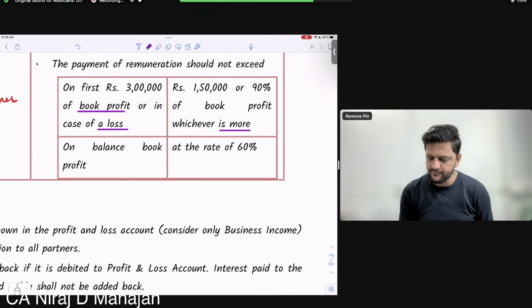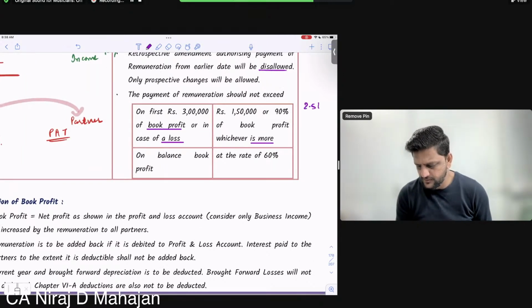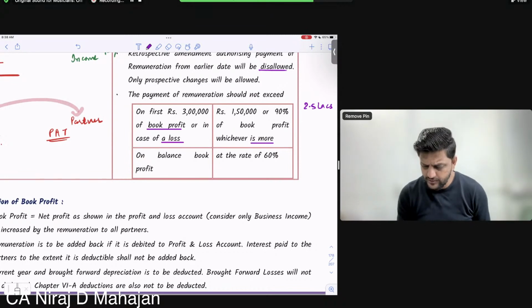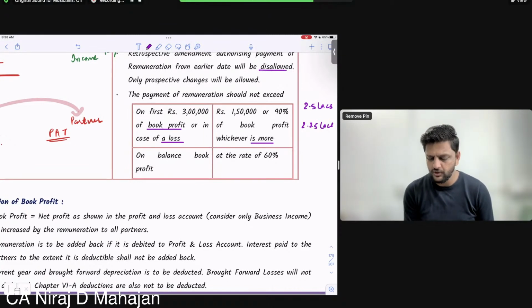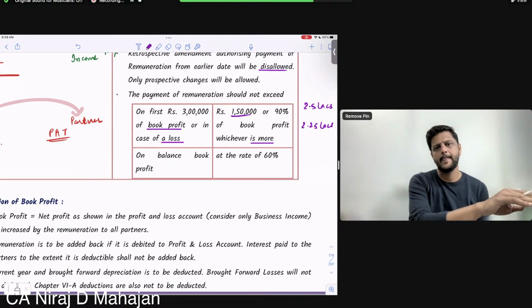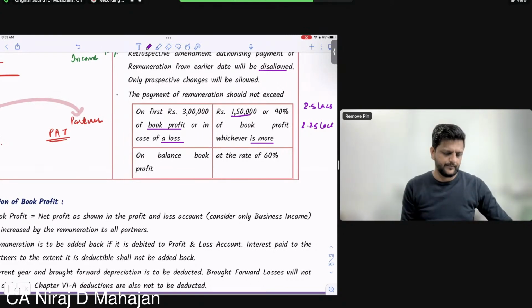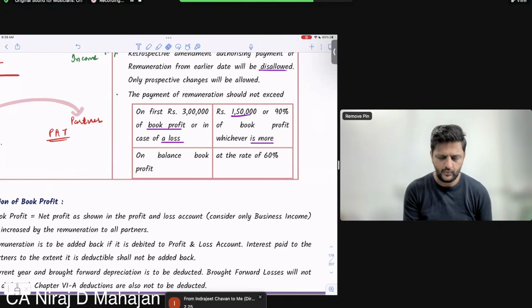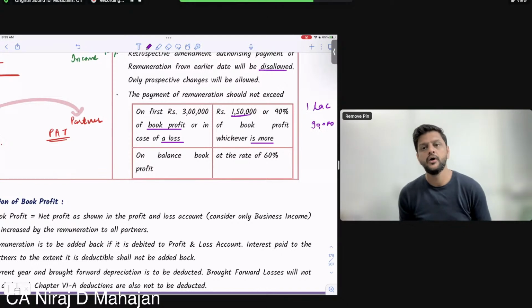Now, let us say the overall book profit is 2.5 lakhs. Then what is 90% of 2.5 lakhs? 2,25,000, correct? 2.25 lakhs. Which will be allowed, 1,50,000 or 2.25 lakhs? 2.25 lakhs will be allowed. Simple till here? Okay. If my book profit itself is, let us say, 1 lakh only, the 90% is 90,000. So how much will be allowed now? 1,50,000, that is 1.5 lakhs.